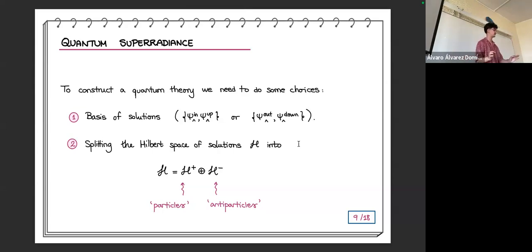It's not enough with choosing a basis of solutions. We need to do another choice. And I'm talking in terms of choices, and this is relevant. We need to choose what we call particles and what we call antiparticles. And it's a choice, because we have ambiguities in the choice of the quantum theory. Okay, and we are going to see this.